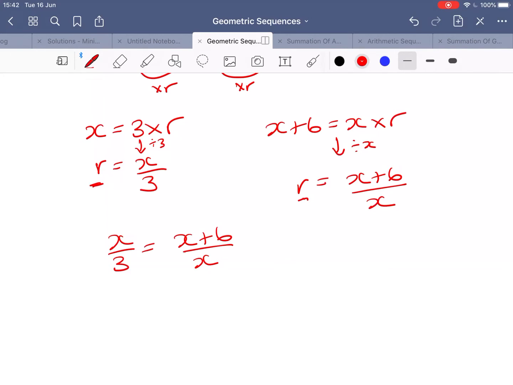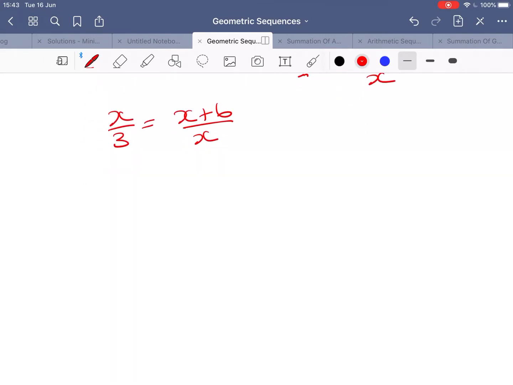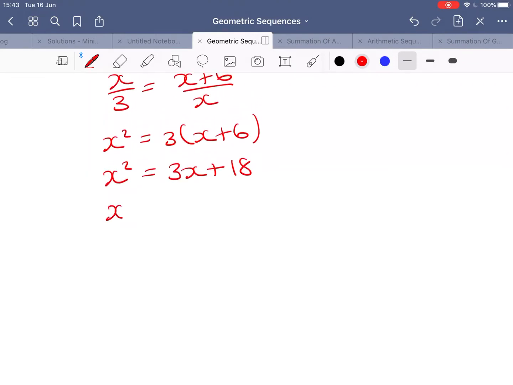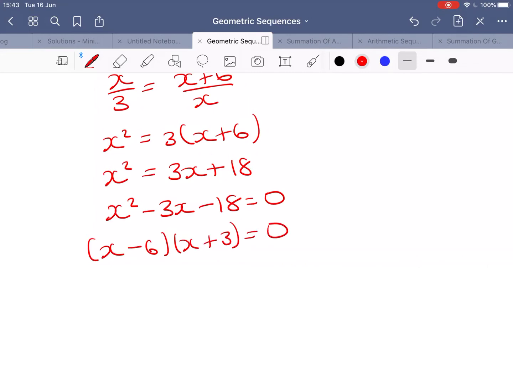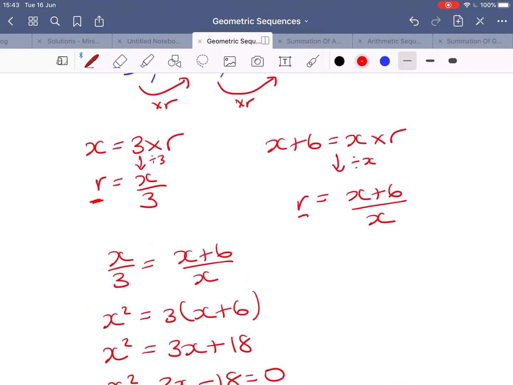And effectively, doesn't look like it at the minute, but this just forms a quadratic equation. Because if I get rid of the denominators by multiplying both sides by 3 and multiplying both sides by x, I end up with x squared is equal to 3 times x plus 6. So x squared is 3x plus 18. Really easy to do quadratic. X squared minus 3x minus 18 equals 0. So I'm going to have an x and a 6 and an x and a 3 equals 0. It's going to be minus and a plus. So either x equals 6 or x equals minus 3.